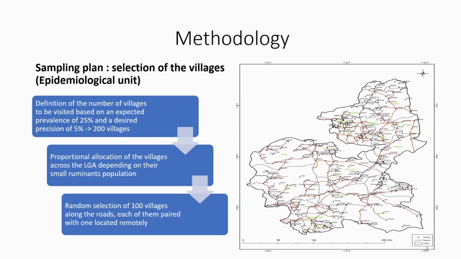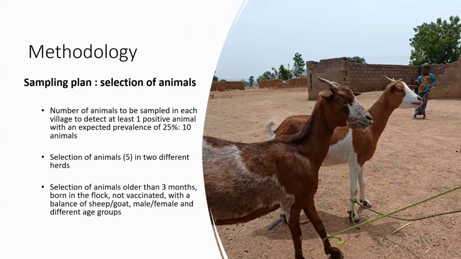Also, out of these 200 villages that we came up with, 100 villages were randomly selected along the roadsides, and they were paired with the ones located remotely. At the same 25% prevalence, just like I said earlier, in some local governments 10 villages were selected, while in others 15, depending on the population of sheep and goats. And in each village we visited, we collected samples from 2 different herds, 5 animals from one herd, and a different 5 from the other.